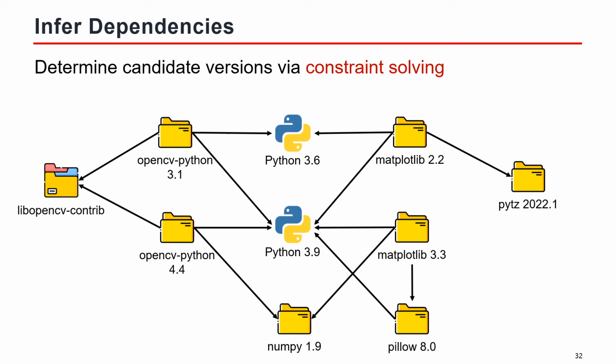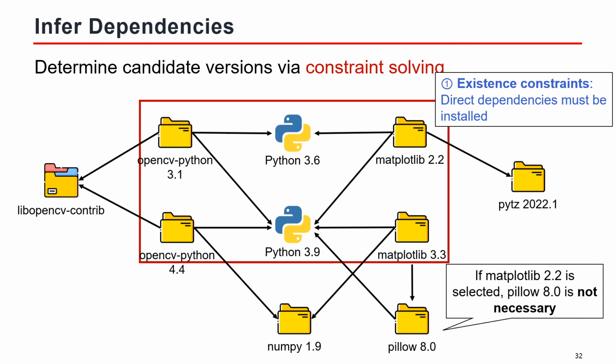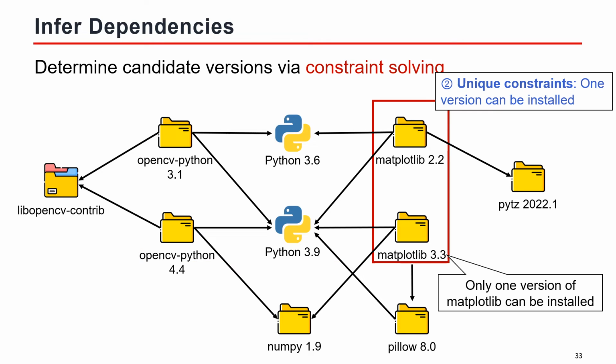Then we determine versions of candidates with constraint solving. To avoid dependency conflict, we propose 3 constraints. The first one, existent constraint, means the Python interpreter and direct dependent packages are necessary and must be installed. For example, OpenCV-Python is a direct dependency, and we must install a proper version. The second one, unique constraint, means at most one version of each resource can be installed. For example, one can install Matplotlib 2.2 or 3.3, but cannot install both at the same time.